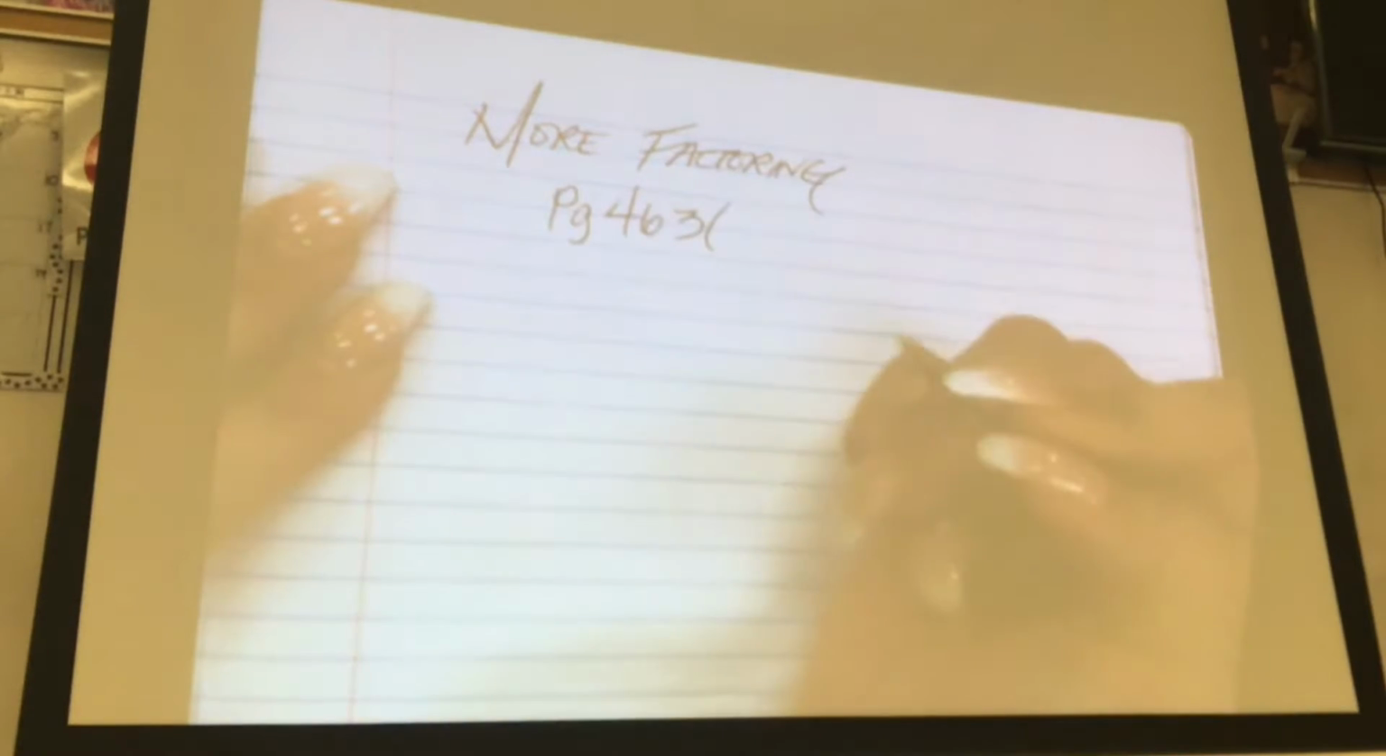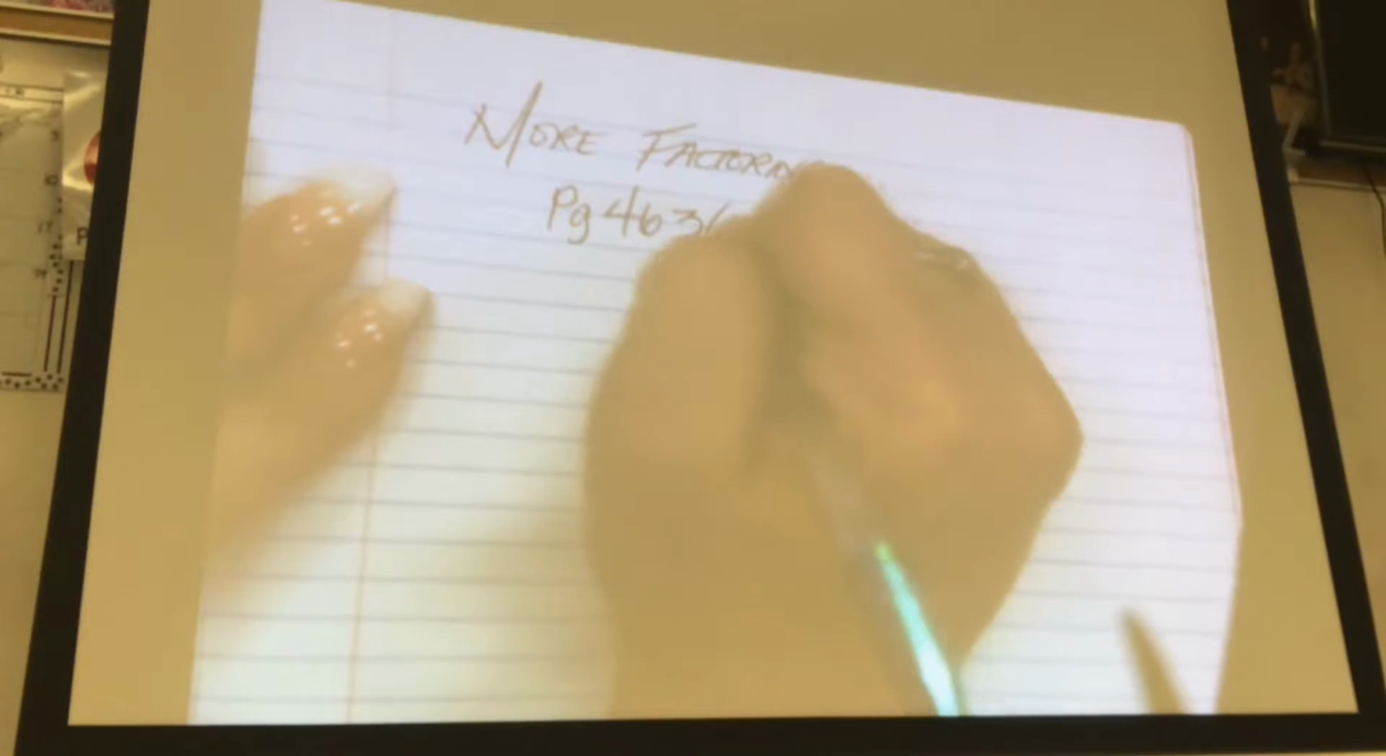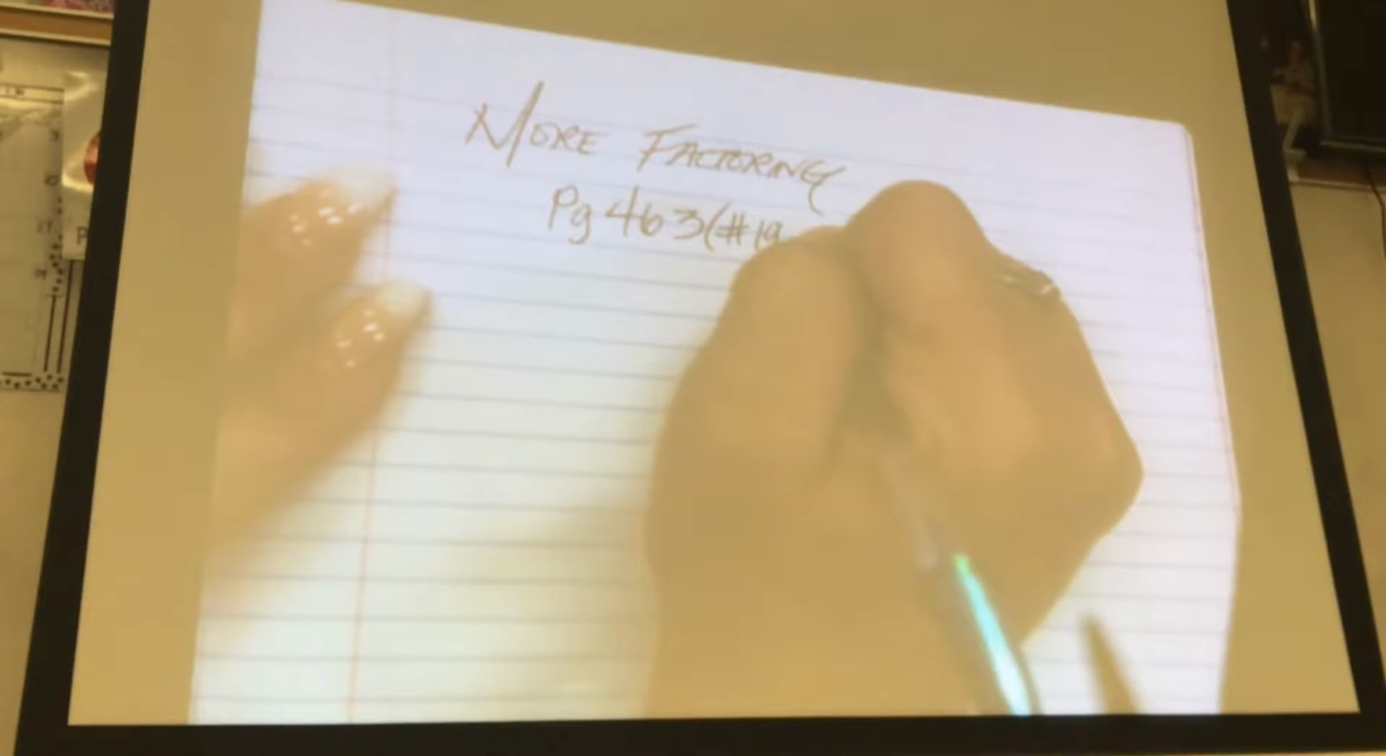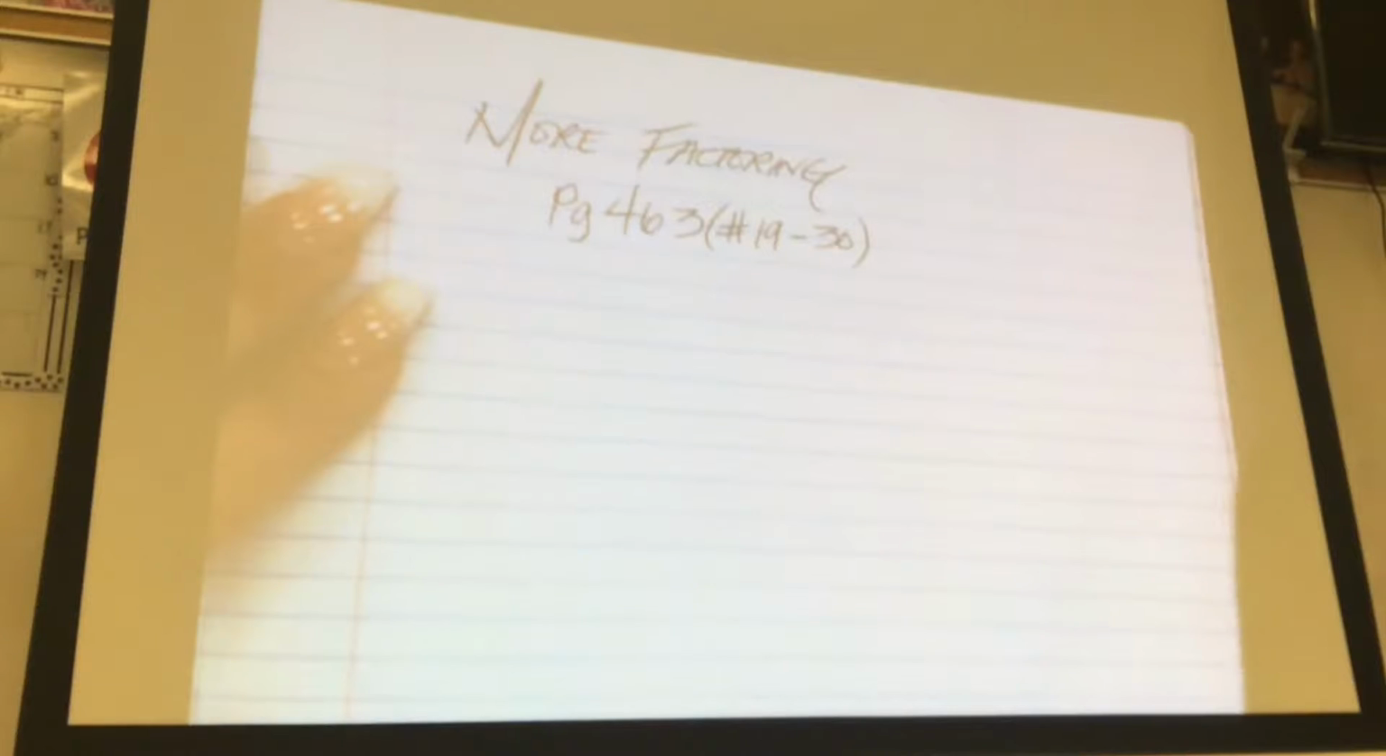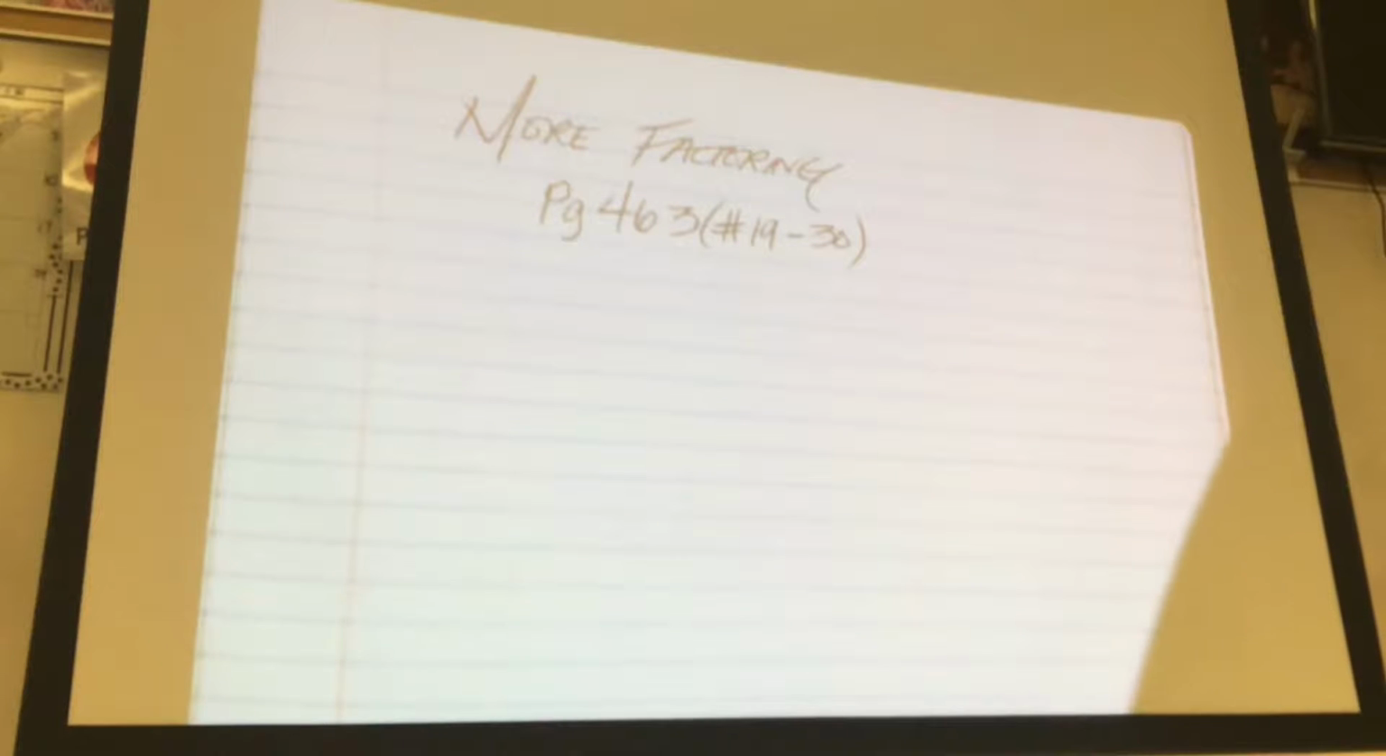Tonight's homework is page 463. You're going to do numbers 19 through 30. I'm waiting for corner seats to move, please. Mina, can you see?